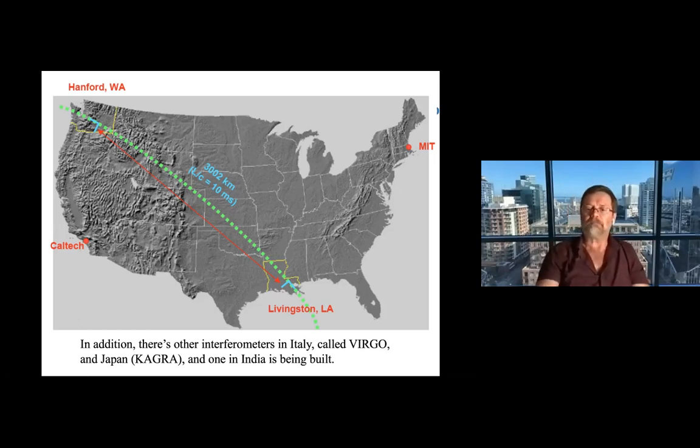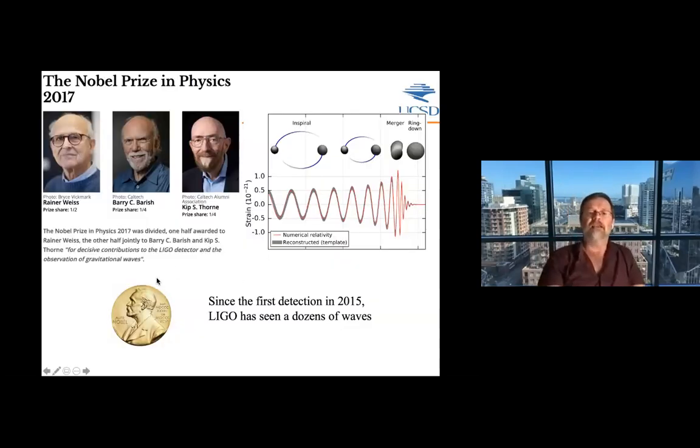And so this is the first observation, the 2015 observation. The first detection in 2015 led to the Nobel Prize in 2017 for these three fellows, and this is sort of the cleaned up view of what they observed. LIGO has since seen dozens of waves.